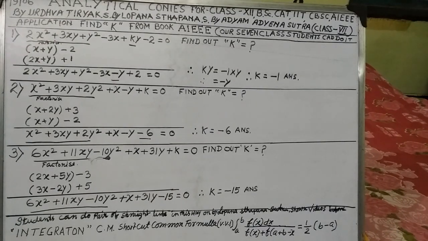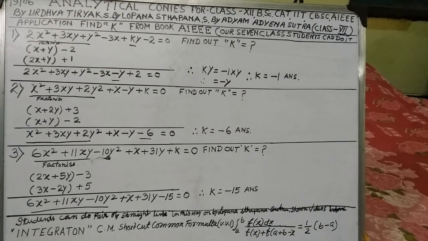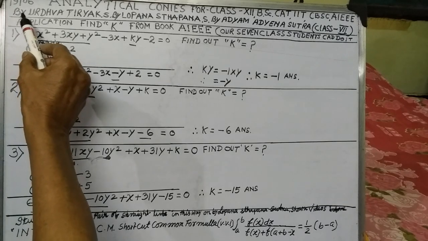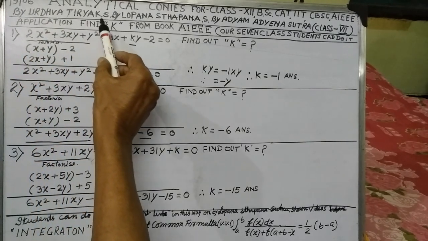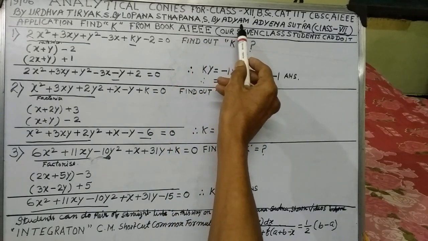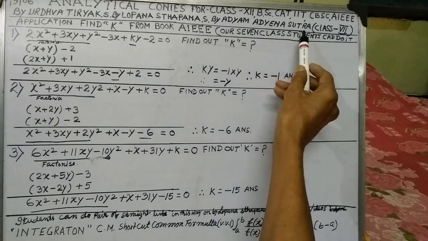Today we'll discuss analytical conics for class 12 VSC, CAT exam, IIT exam and CBSE. I have taken this from AIEEE books. It is done by our Vedic Sutras: Urdhva Tiryak Sutra, Lopana Sthapana Sutra and Adyam Adyena Sutra.